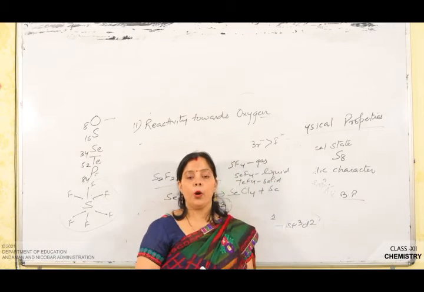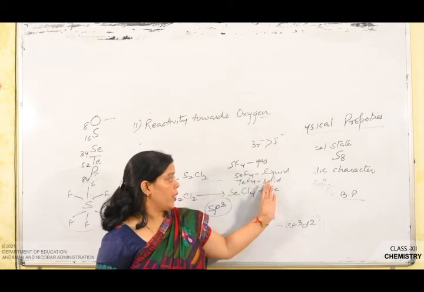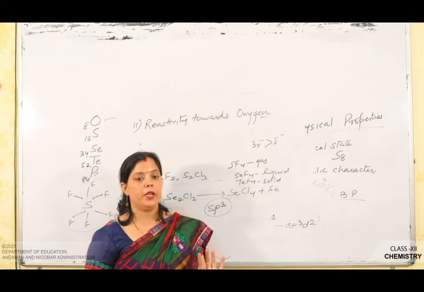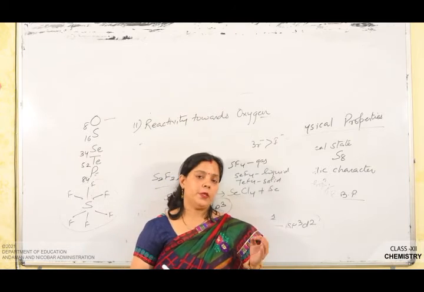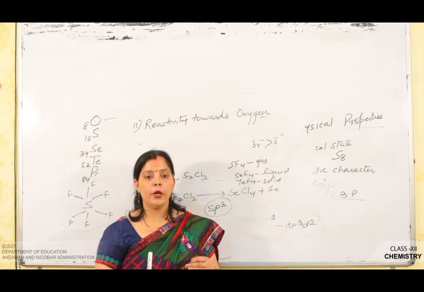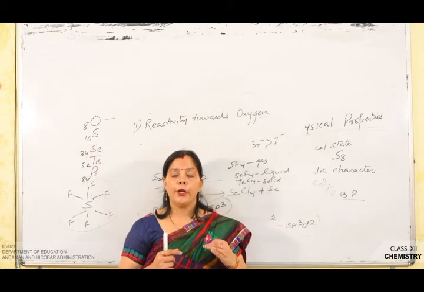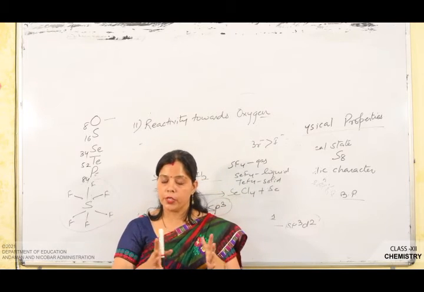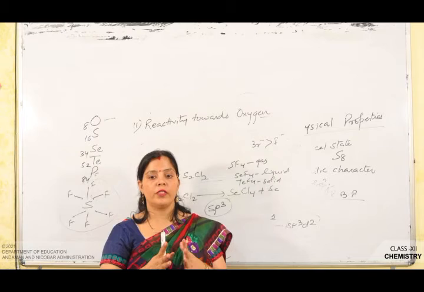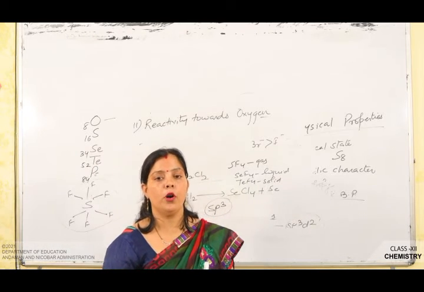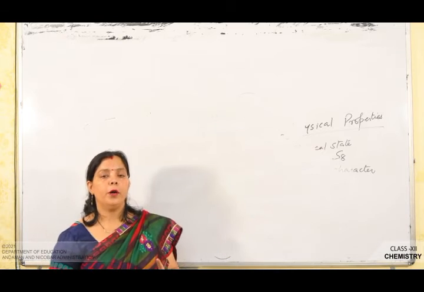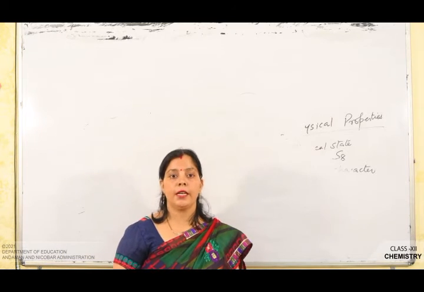So these are the tetrafluorides of the group 16 elements, and they have sp3d hybridization, which has a trigonal bipyramidal shape, and due to the presence of one lone pair of electrons which repels the bond pairs of electrons, all the bonds in SF4 are not equal. An important compound of group 16, first, is dioxygen.